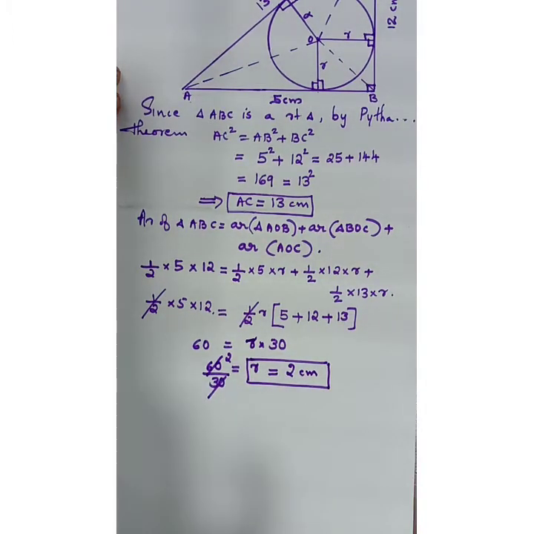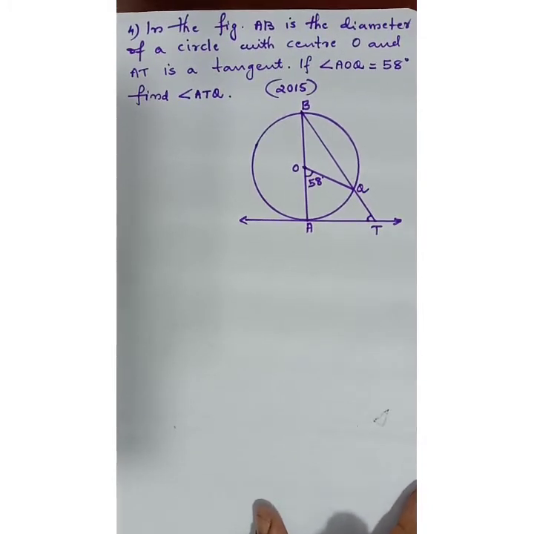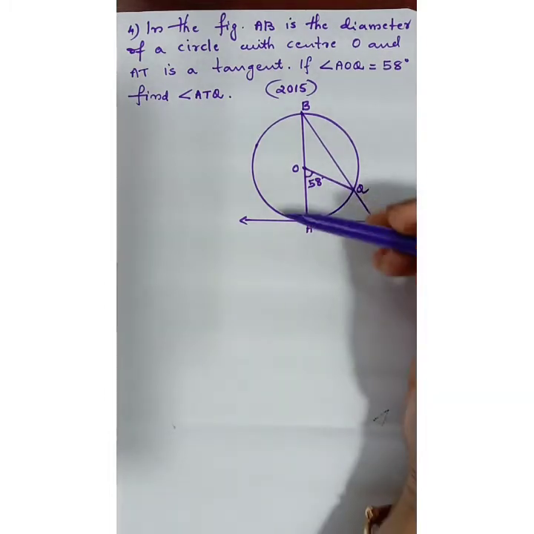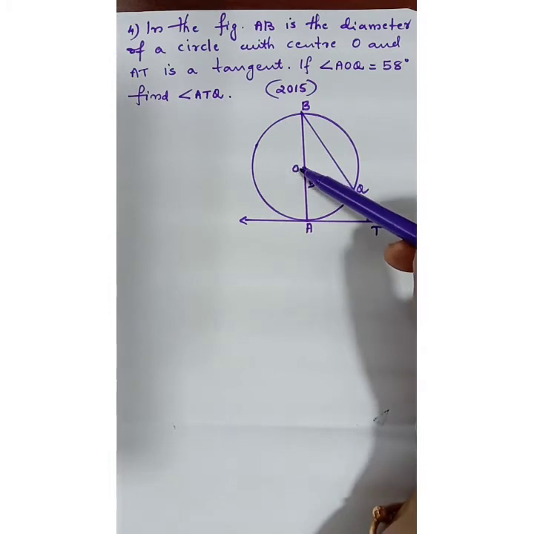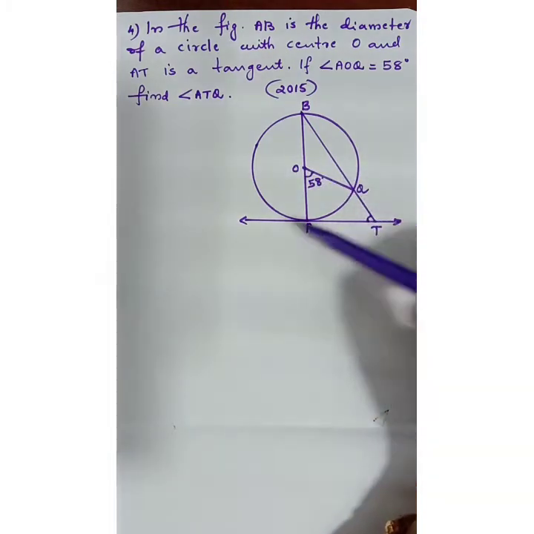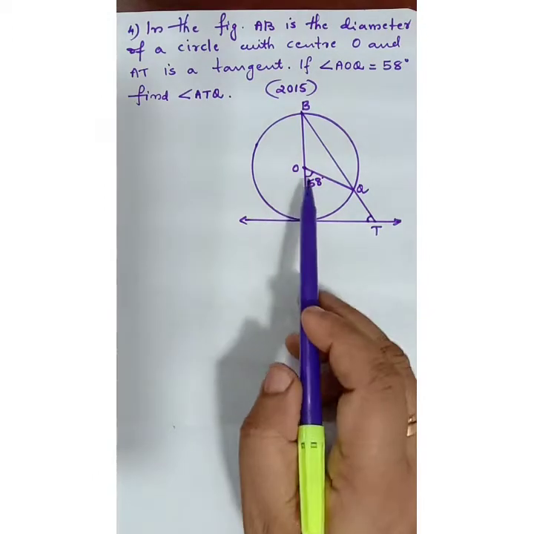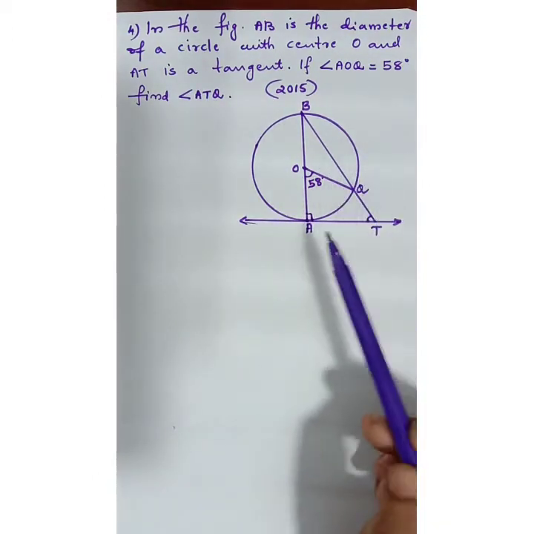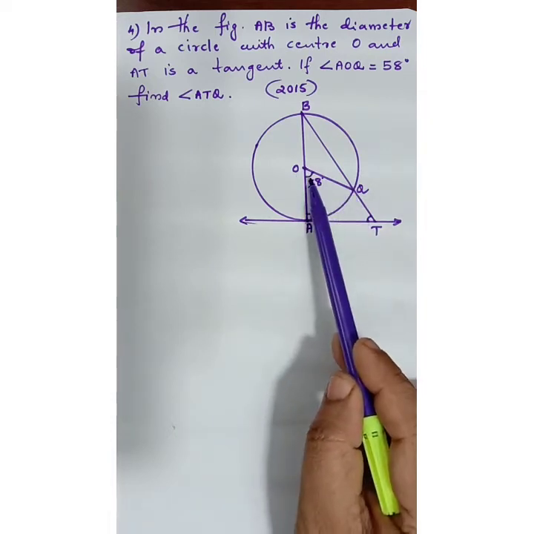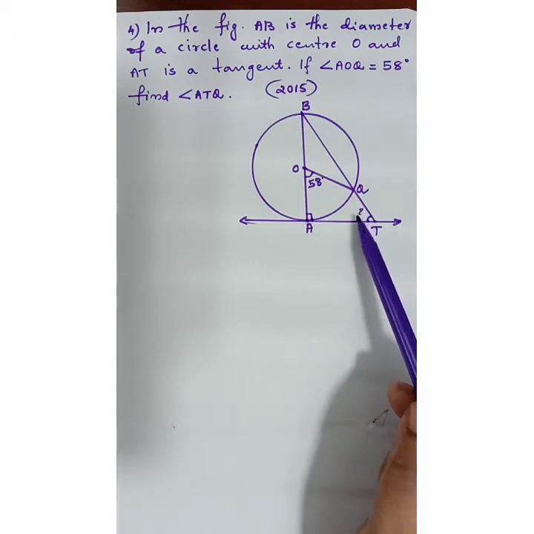Very simple question. Let us see question number 4. In figure, AB is the diameter of the circle. Very clear figure. AB is diameter, that means double the radius, with the center O, and AT is a tangent. Tangent is a line which is touching only at one point and perpendicular to radius. That is understood. Radius is always perpendicular to tangent. Angle AOQ is 58 degree. Find ATQ. This angle here we have to find out.